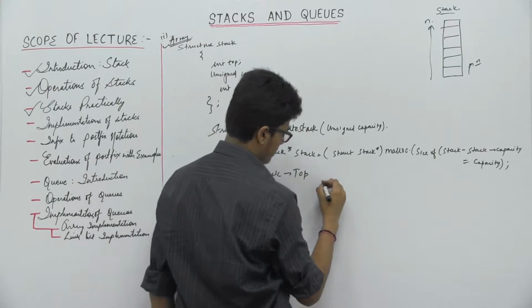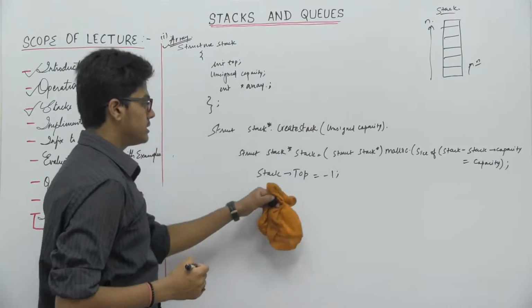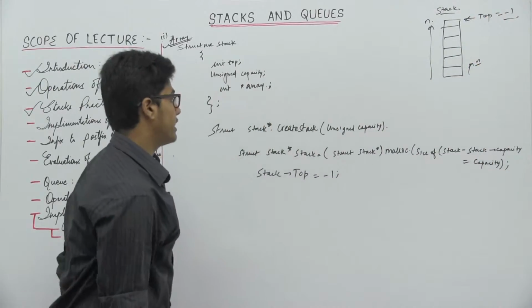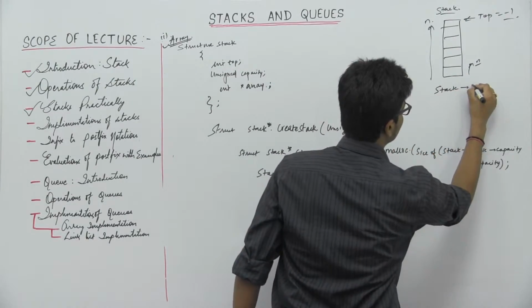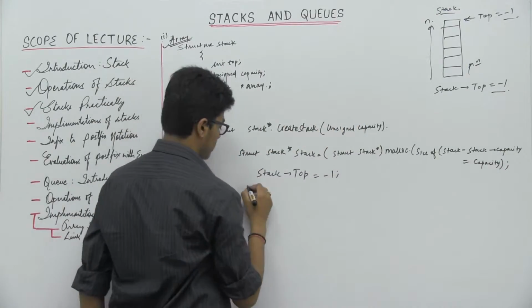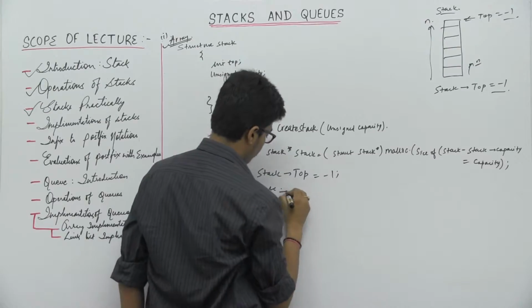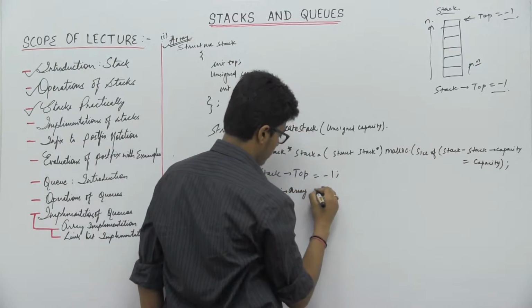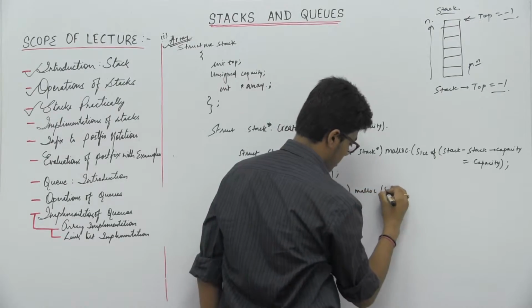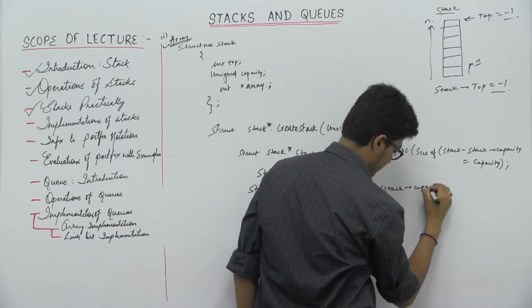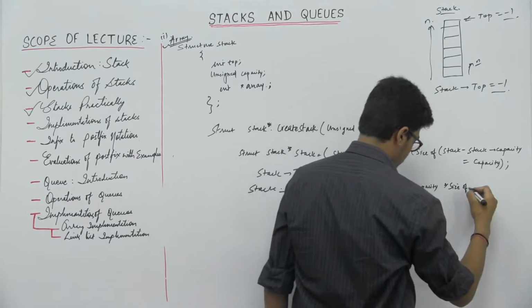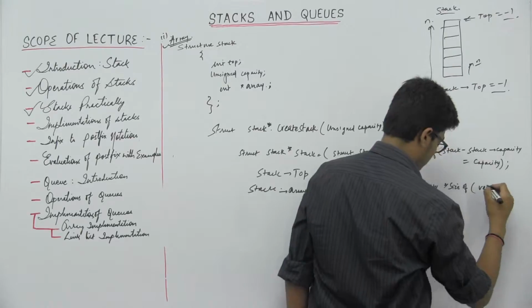Stack top equal to -1. This is the top, and it is equal to -1. Stack to top, which is equal to -1. It is defined here. So stack of array is equal to int malloc, stack capacity into sizeof, return.